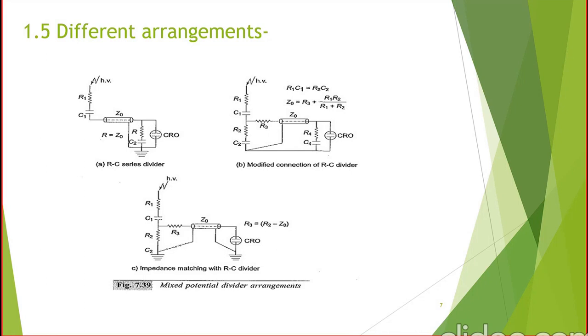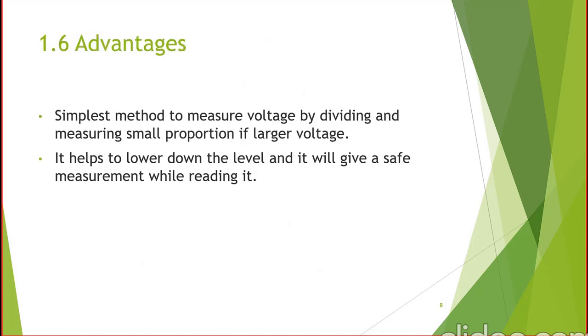Moreover, we are able to calculate the surge impedance, that is Z0 is equal to R3 plus R1R2 divided by R1 plus R2. The last one is impedance matching with the RC divider. For this, the total high voltage is directly connected to the CRO with a coaxial cable. It is an impedance matching for the RC potential divider. With the help of these arrangements, we can improve the step response. Next will be explained by my friend.